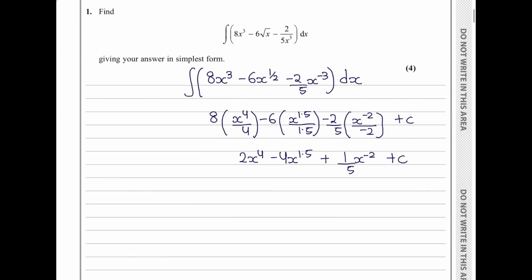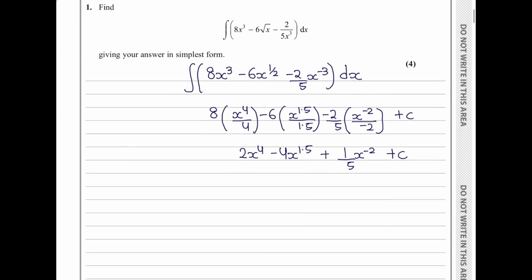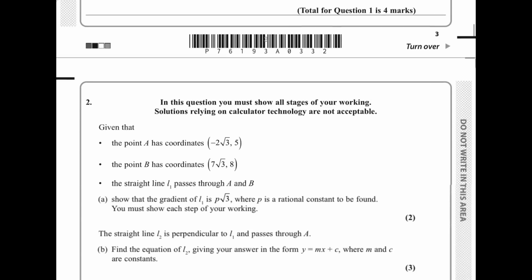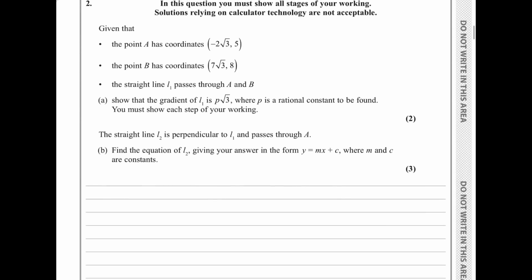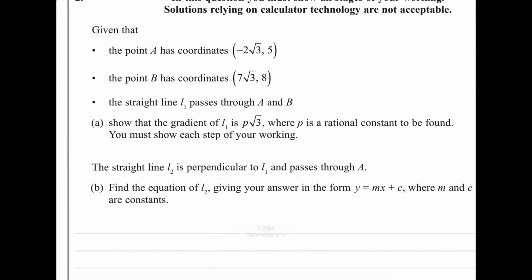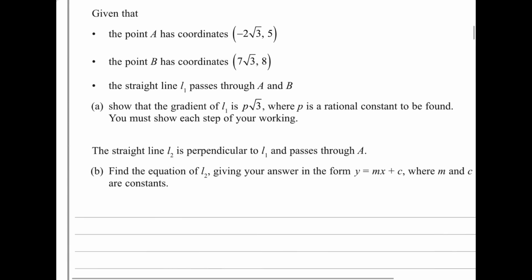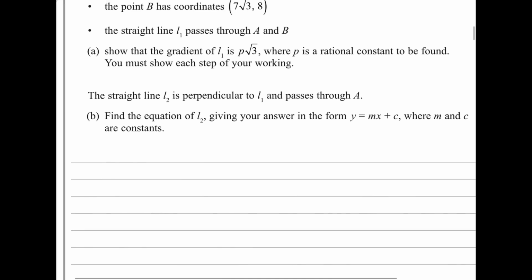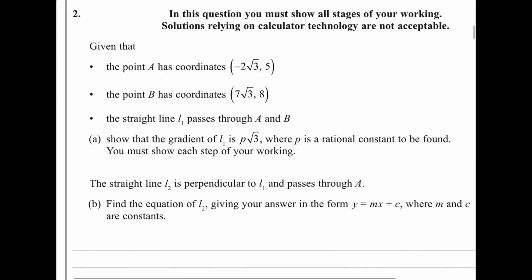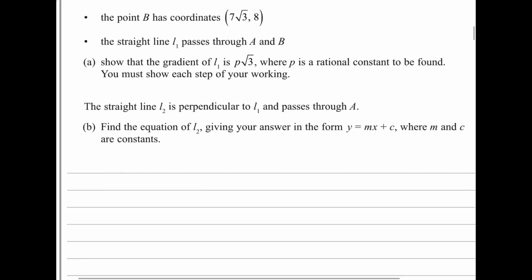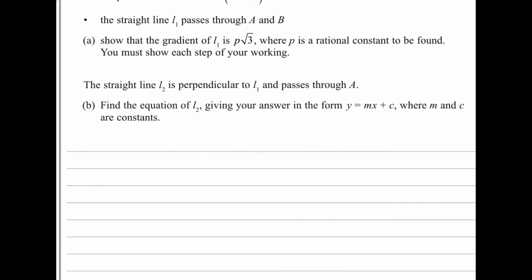Now let's move on to question number 2. Given that the point A has the coordinates negative 2 root 3 comma 5 and the point B has the coordinates 7 root 3 comma 8, the straight line L1 passes through the points A and B. Show that the gradient of L1 is p root 3, where p is a rational constant to be found. You must show each and every step of working.